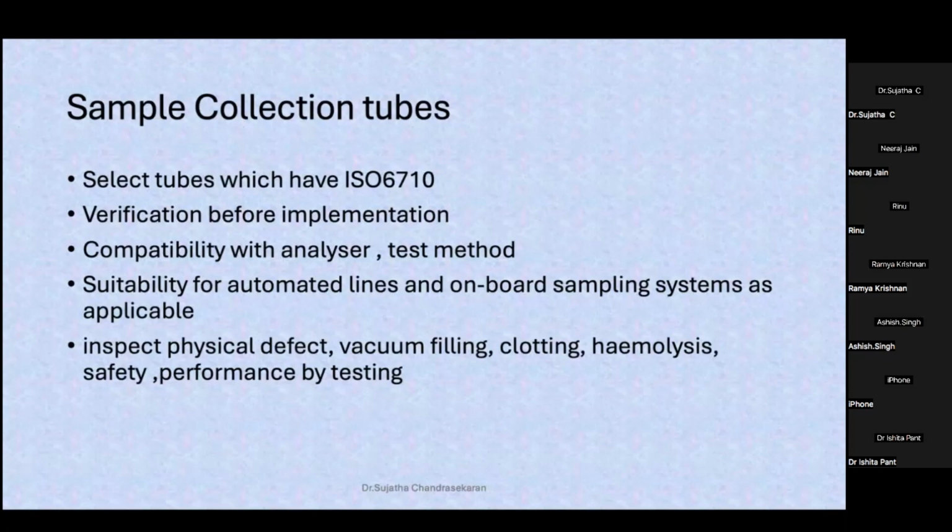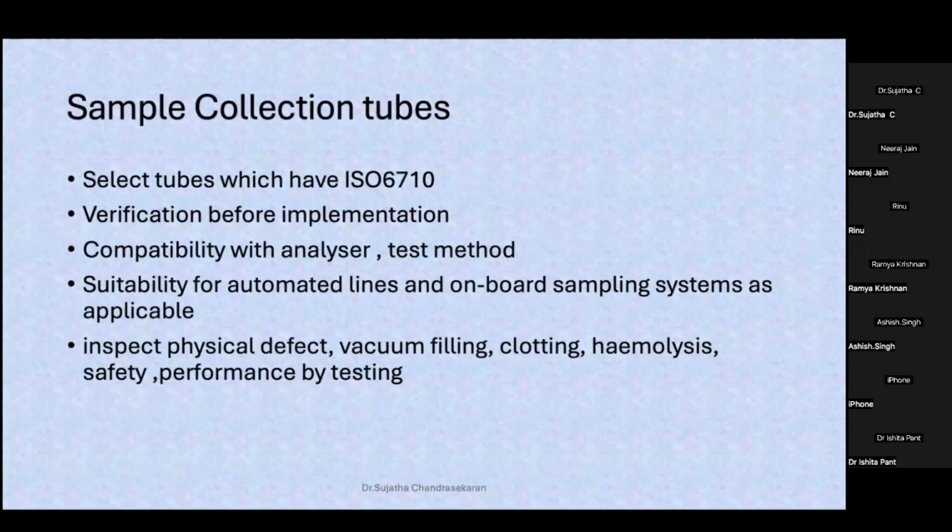Then inspect the physical defect, of course, vacuum. These are at the time of initial validation. If you are not buying a collection device which is coming with approved validation or white paper or the instructions. Then inspection includes physical defects, the vacuum filling, how accurate. And vacuum filling, again, there are guidelines, how much variation is allowed. Generally, about a 10% variation of the vacuum filling is permitted.